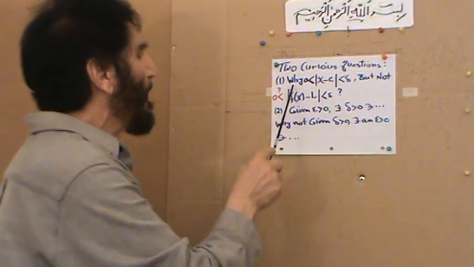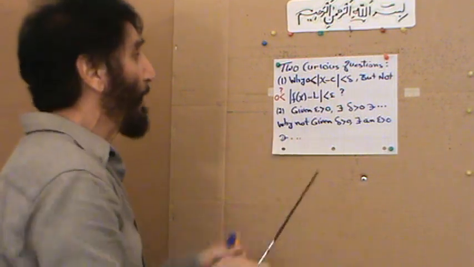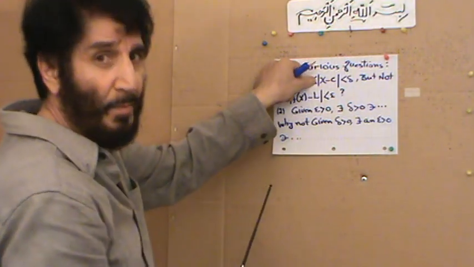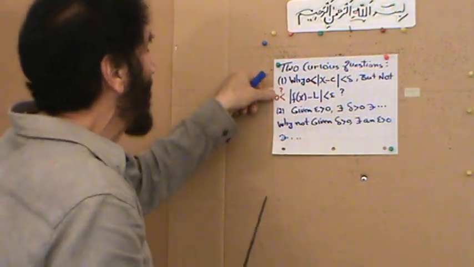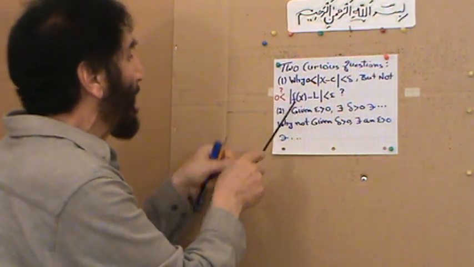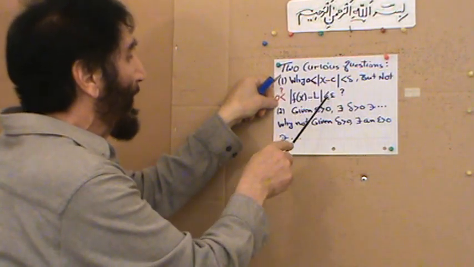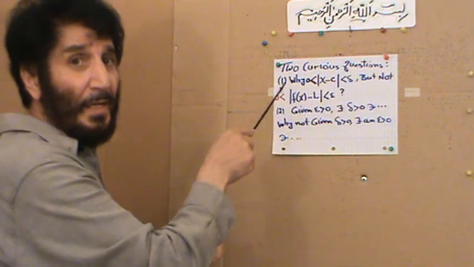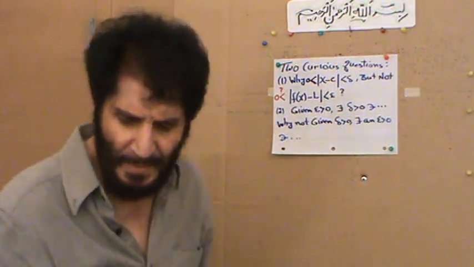One of them was: why do you put greater than 0, why not without that? We answered that one. I don't have to go through that. And the second one: why didn't you put greater than 0 here? You put it for delta, but you didn't put it for the absolute value of f of x minus L less than epsilon. So we go for that one and try to answer that one.